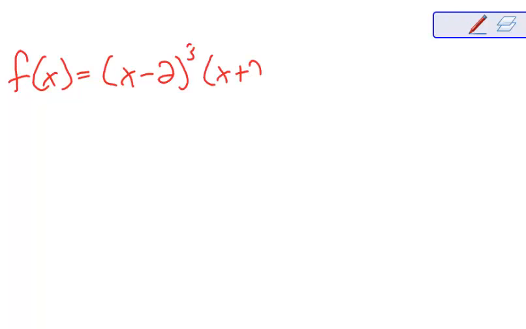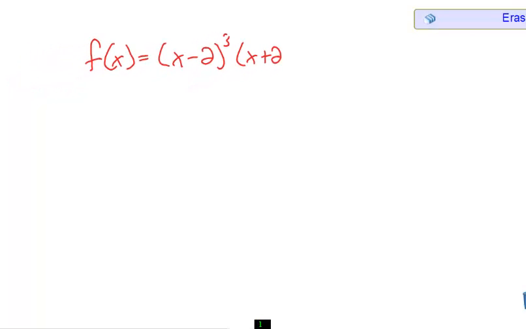Let's see. If I have something that looks like this, f of x equals x minus 2 to the third times x plus, let's change that to a 4, x plus 4 squared. Okay? And for some reason that's not wanting to write, there we go. Okay.